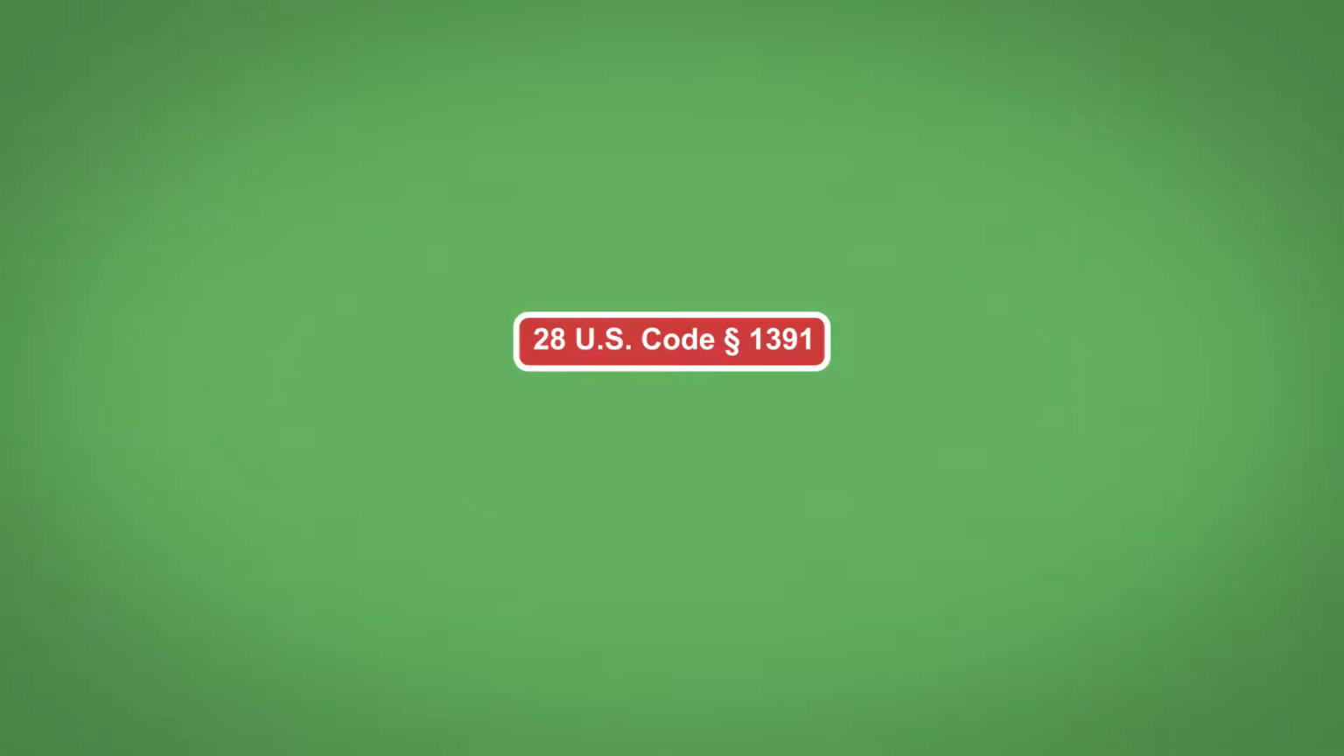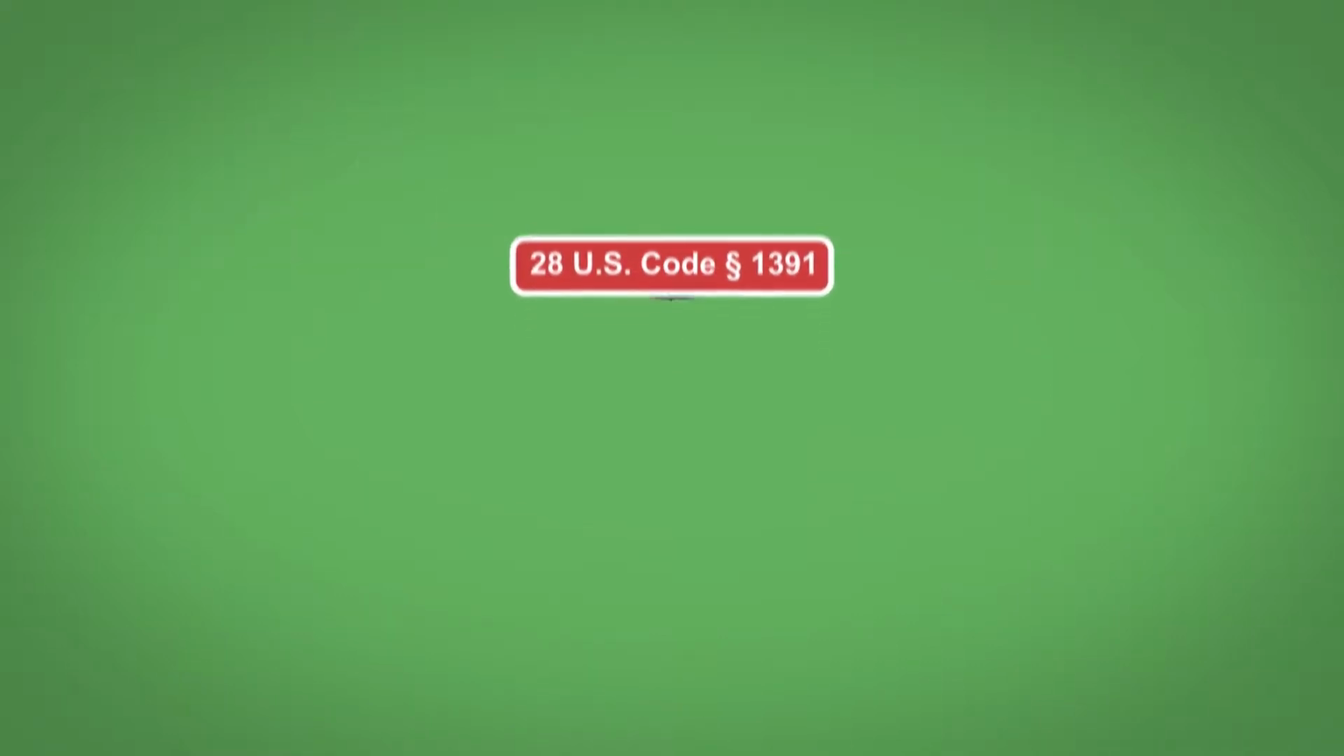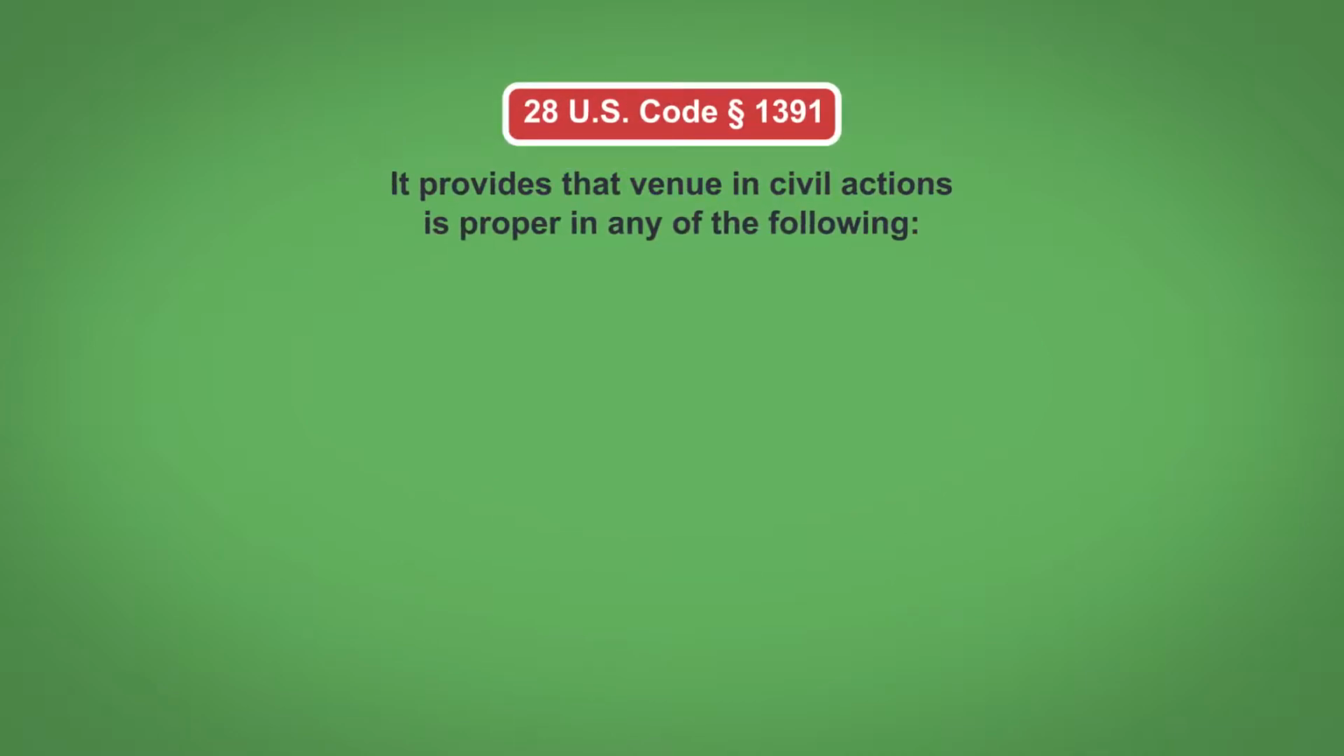The federal court's venue statute is designed to protect the defendant against the risk that a plaintiff will select an inconvenient or even arbitrary district to pursue a lawsuit. It provides that venue in civil actions is proper in any of the following.